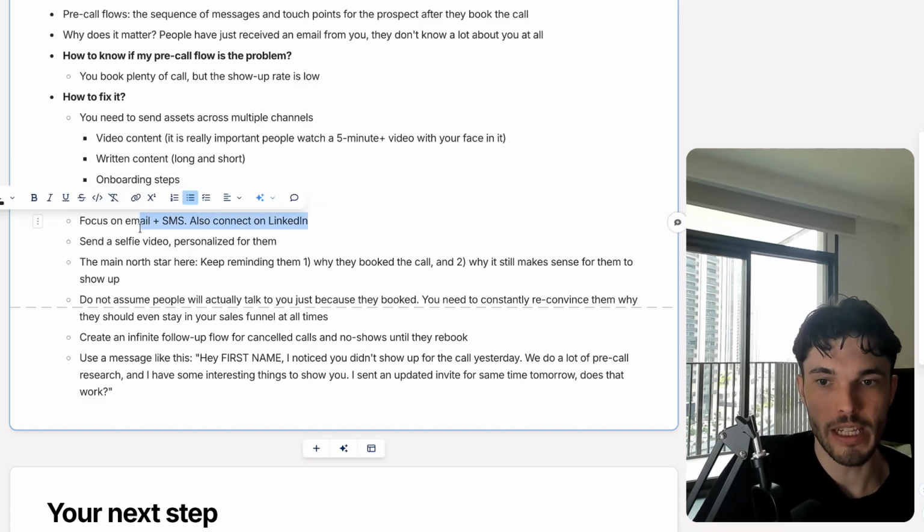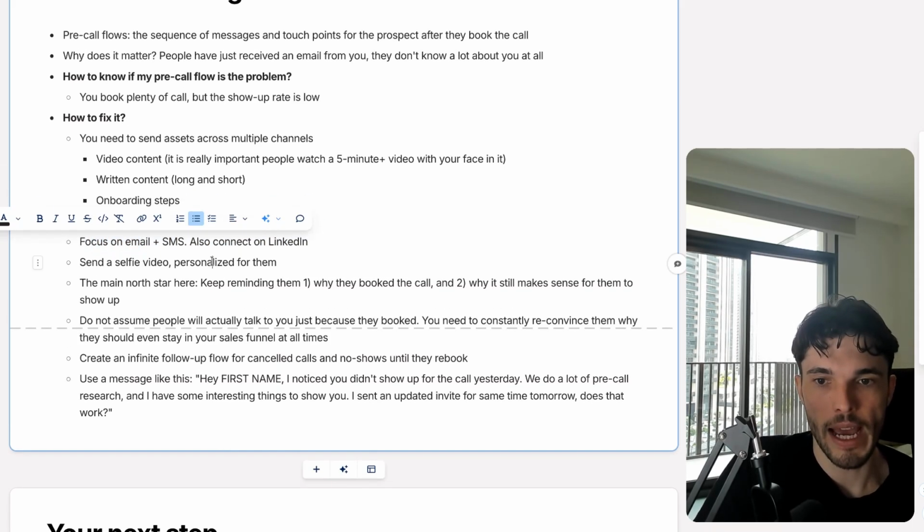Also, focus on email and SMS in the pre-call flow, and also connect with them on LinkedIn as well, and send them some stuff there too. A great thing to do is send them a personalized selfie video.